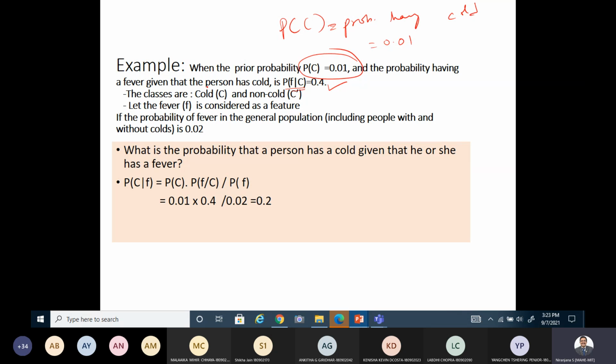In the given problem, the classes are cold and non-cold, C and C dash. Now, if fever is the feature, the probability of fever in the general population is 0.02. That is also given. P of X is given as 0.02. You need to calculate the probability that a person has cold, given that he or she is having fever. This is what you need to calculate.